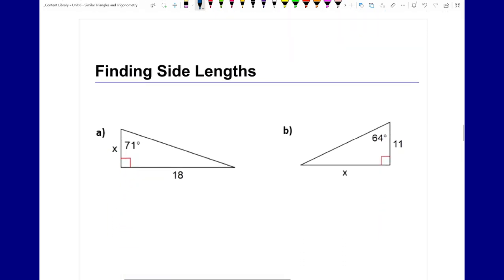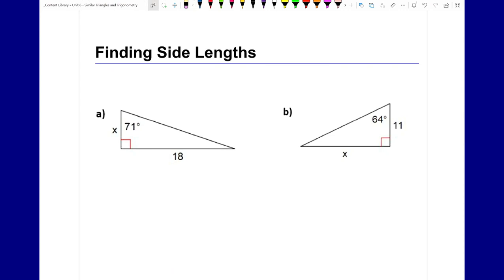So let's go through some examples of trying to find a side length. So we have an angle of 71 up here and 18. Now, yes, I know we're dealing with the tan ratio, but it doesn't hurt to get in the habit of always labeling our sides. Right?